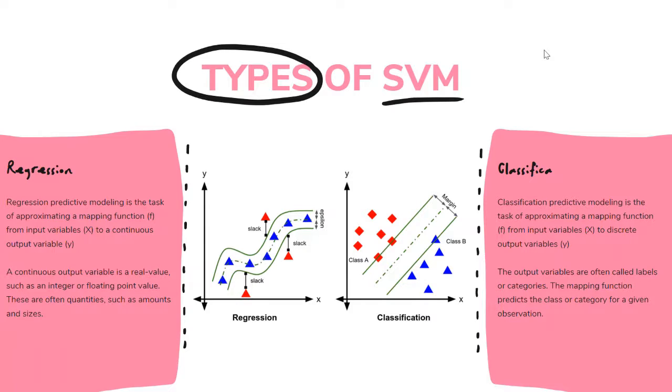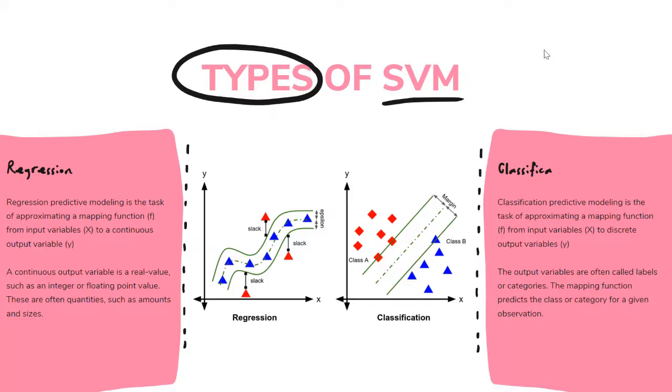Regression predictive modeling is the task of approximating a mapping function from input variables to a continuous output variable. A continuous output variable is a real value such as integer or floating point value. These are often quantities such as amounts and sizes.